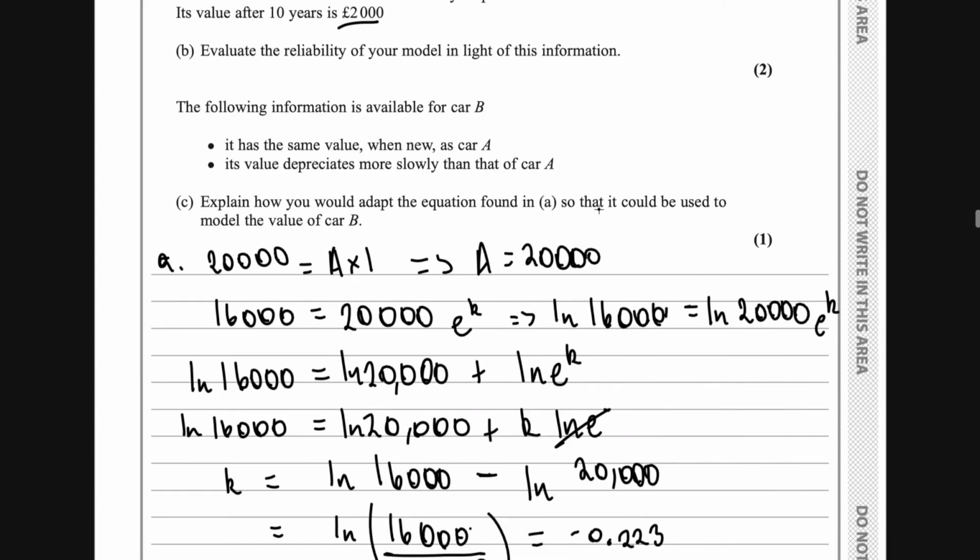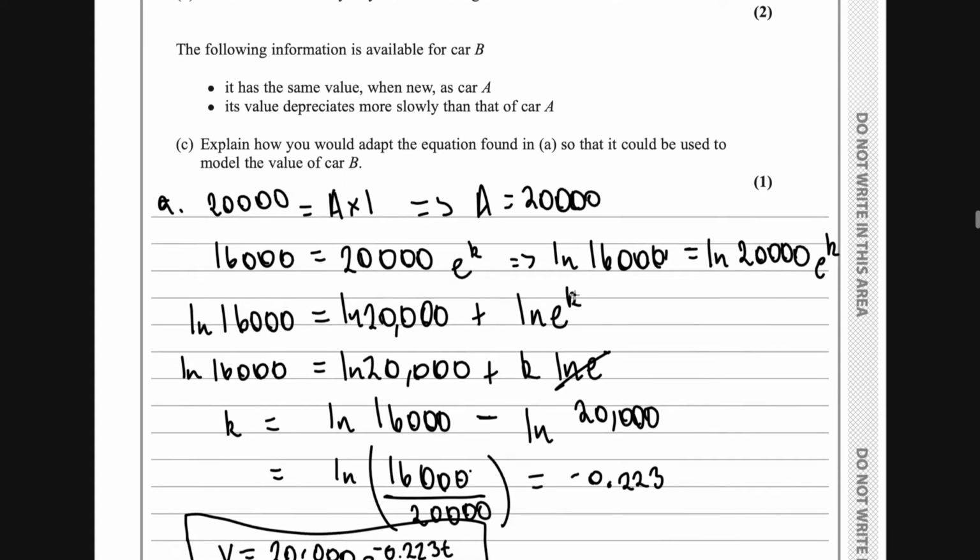Okay, let's look at part C now. Explain how you would adapt the equation found in A so that it could be used to model the value of car B. And car B is illustrated with this information here. Firstly, this car B has the same value when new. So in other words, this A value that we've calculated when t is 0 will remain the same. So in our new model, we're keeping this the same. But the value depreciates more slowly than that of car A.